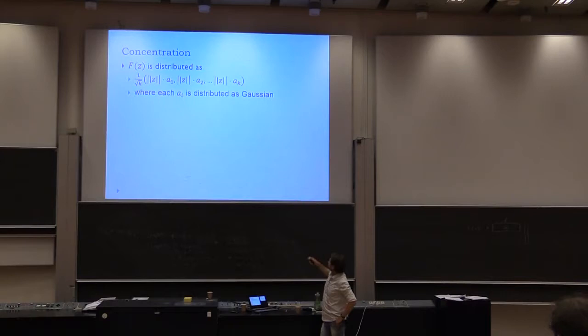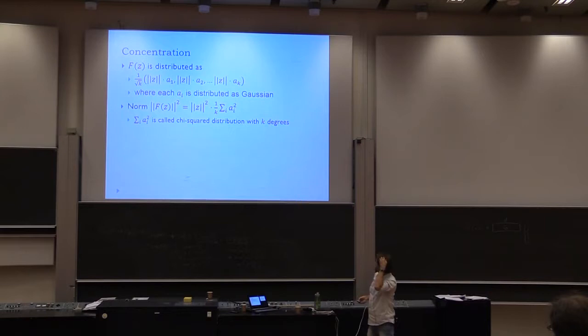Again, using the stability property, each of these coordinates is distributed as the length of z times some Gaussian random variable. So using this stability property on each particular coordinate, essentially for each row of that matrix G, we get this. And then you compute the norm of f of z. You can pull out the norm of z squared separately because it's a common term to everything. And then you have this term, 1 over k, which comes from the normalization, 1 over root k, times the sum over dimension i of a_i squared, where a_i, again, is distributed as a Gaussian. So this is what we get as a norm.